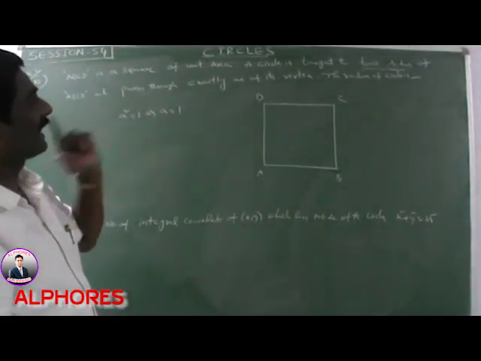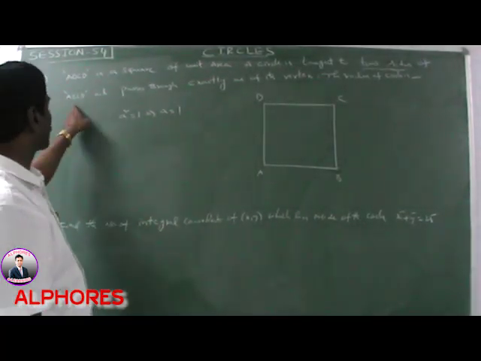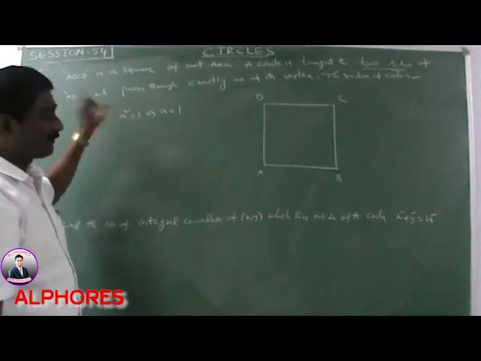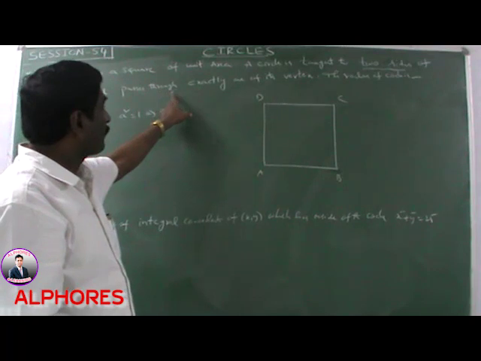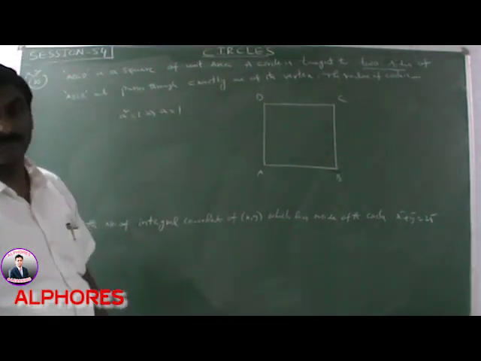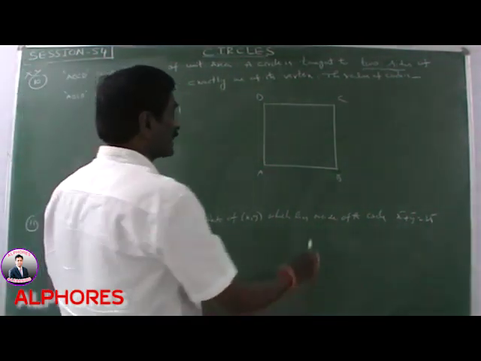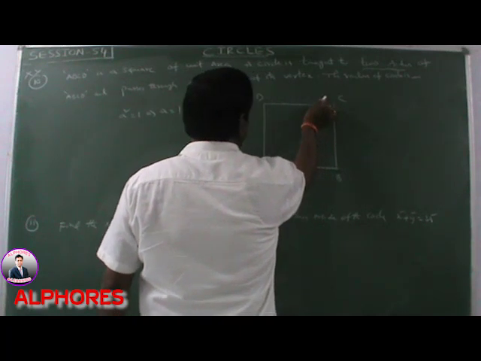Next, a circle is tangent to two sides of the square ABCD. That means the circle touches two sides of this square and passes through exactly one of the vertices. That means the diagram is in this way. Please observe this diagram.